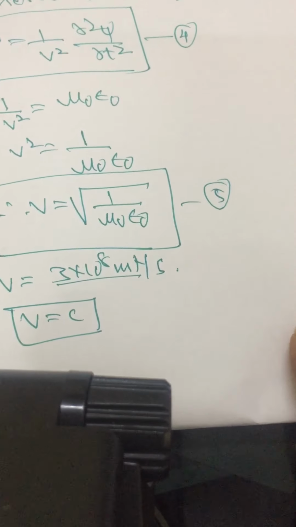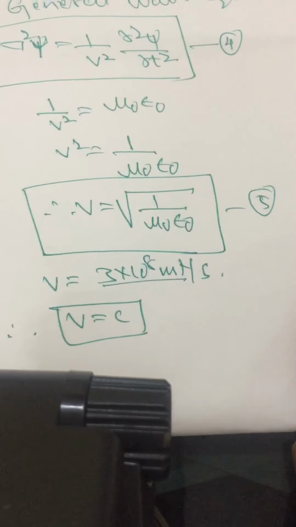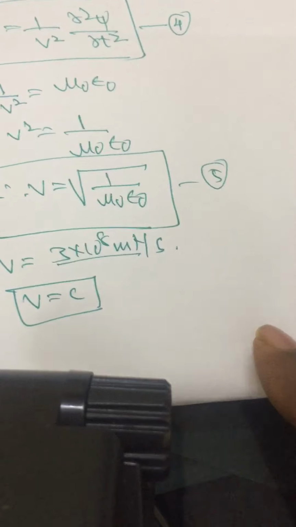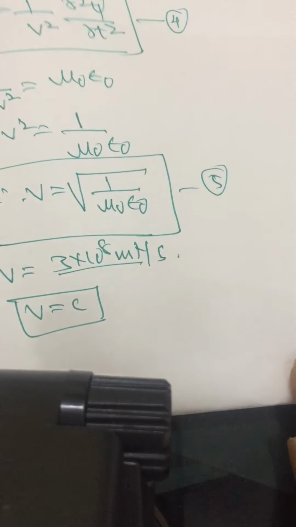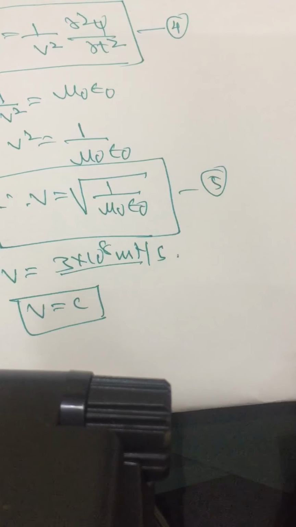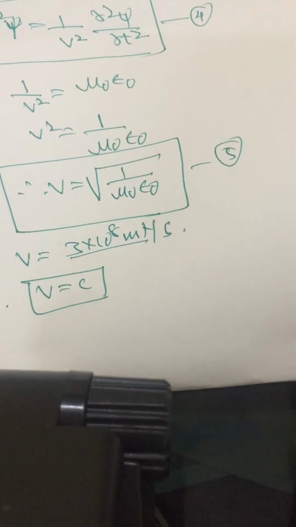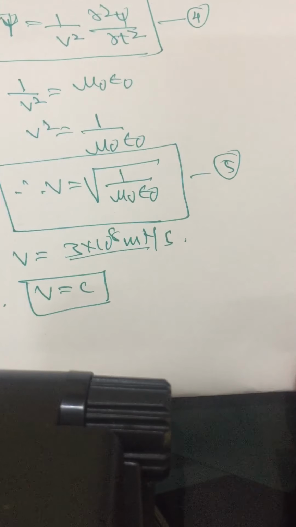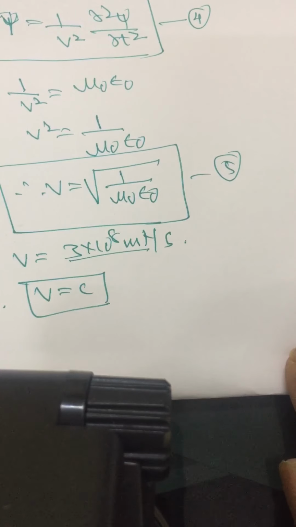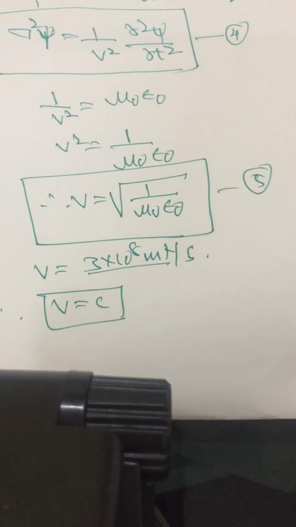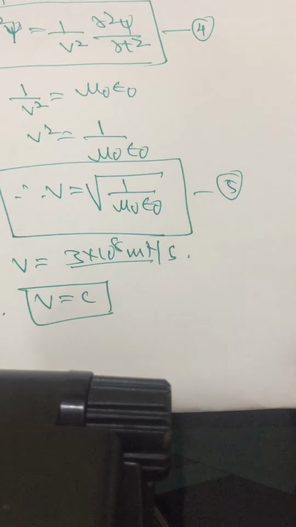Substitute the values of mu naught, the permeability, and epsilon naught, the permittivity in free space. After substituting the values, you will get the velocity in free space almost equal to 3 into 10 to the 8 meter per second, which is equal to the velocity of light. The velocity of light in free space is 3 into 10 to the 8 meter per second. The EM waves propagate in free space at 3 into 10 to the 8 meter per second. Then you will come to know that light waves are electromagnetic waves. This is the proof given by Maxwell.